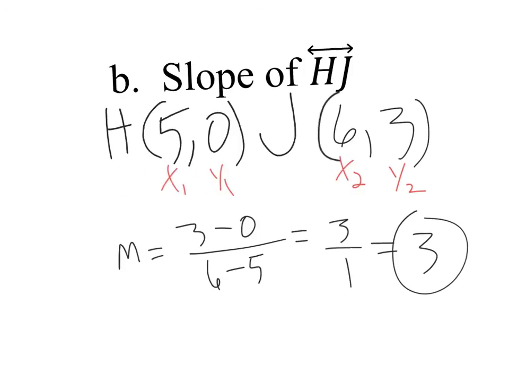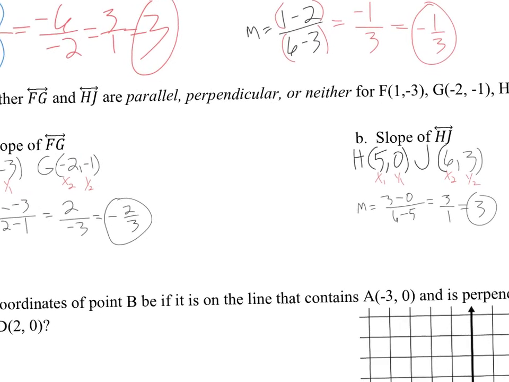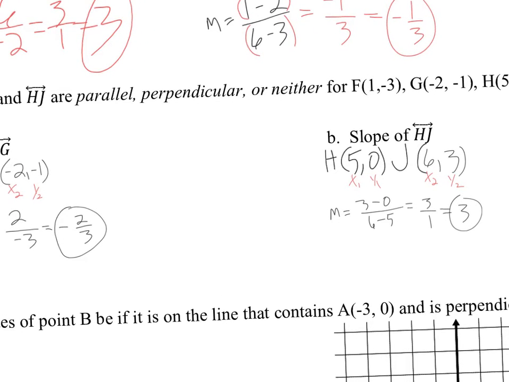Okay? So let's compare our slopes now. We had negative 2/3 and positive 3. So they are completely different. So they're not parallel, they're not perpendicular, then they're neither. These lines would eventually intersect if we were to graph them, but they wouldn't make a right angle when they intersect. So you can't say they're perpendicular lines. You just simply say they're neither.